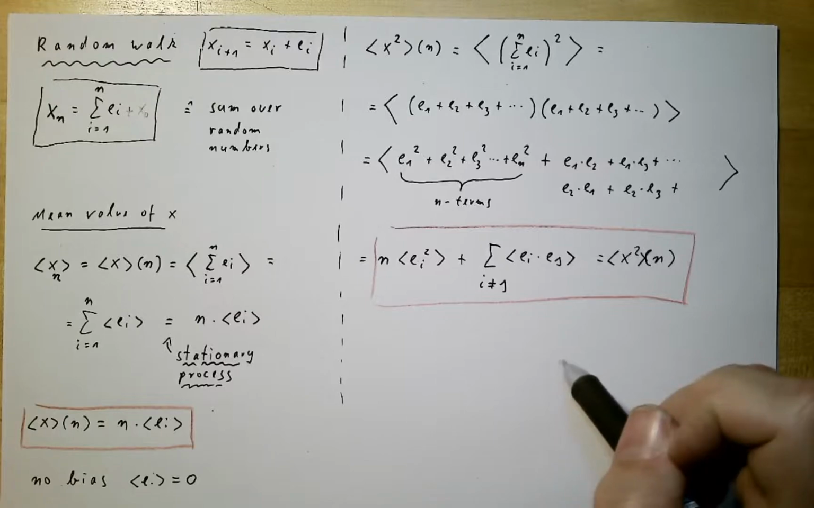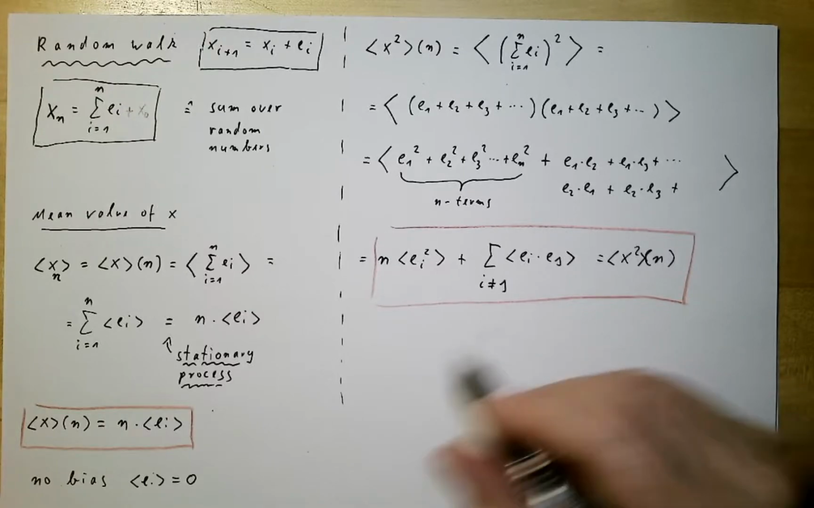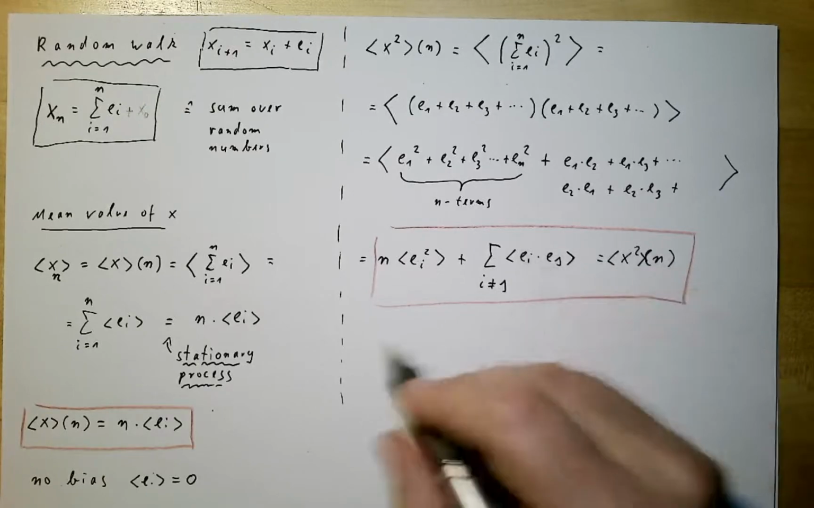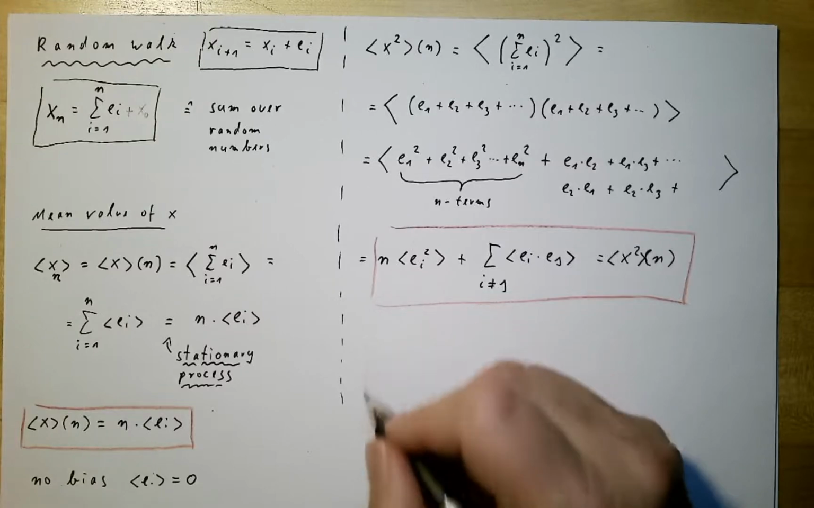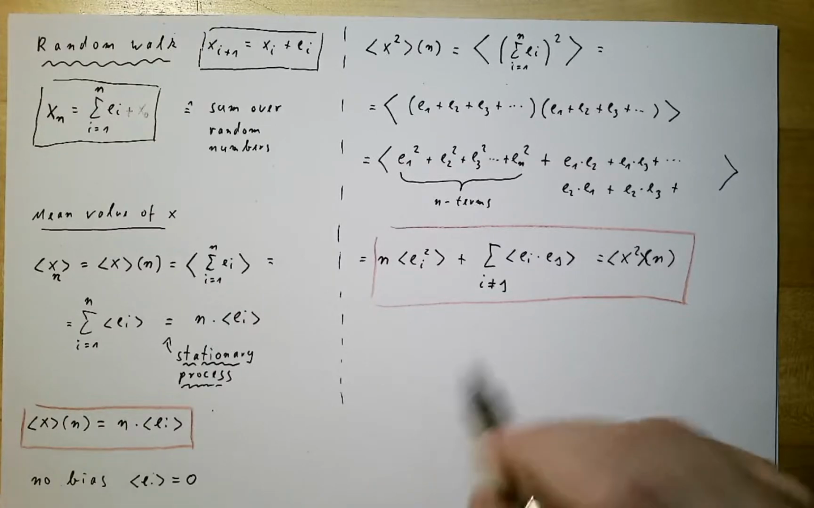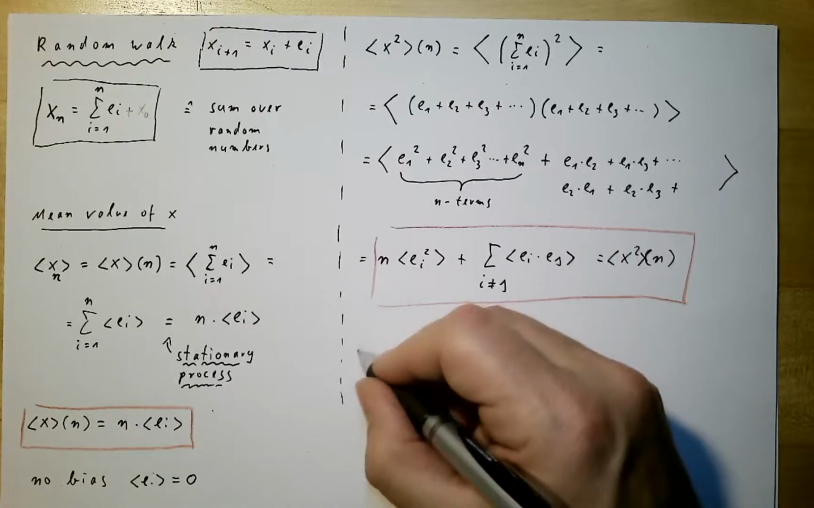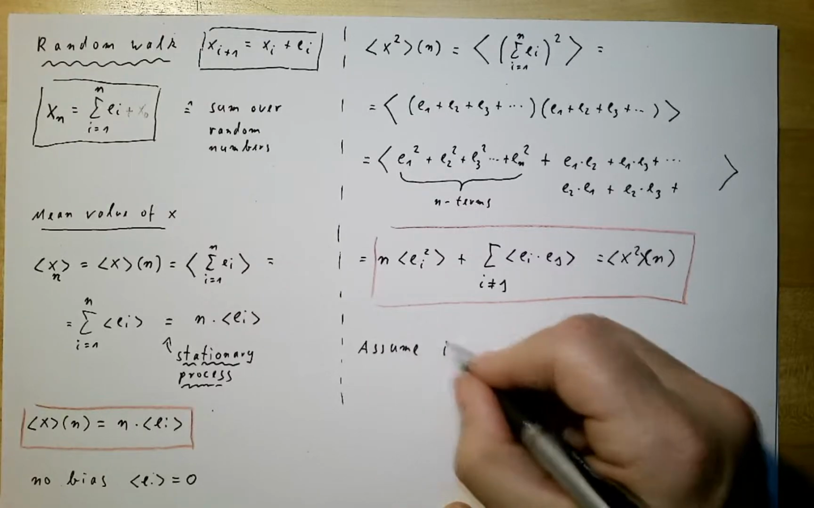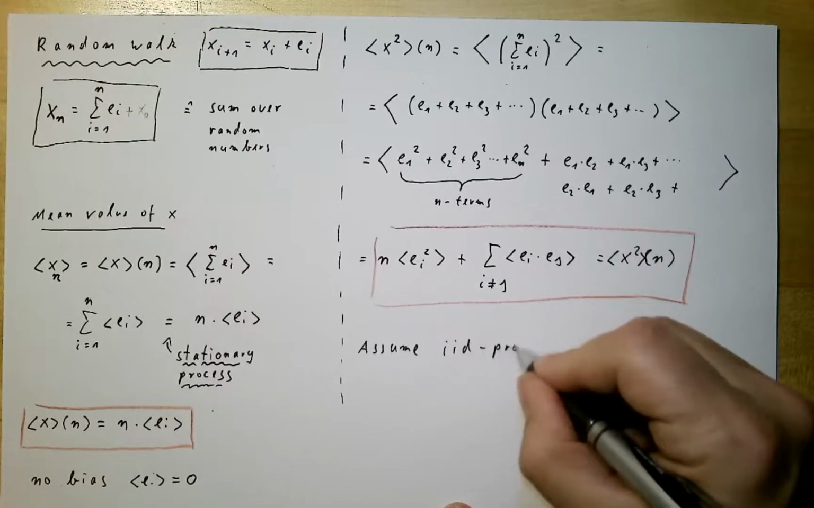If we have no memory, and we assume that all these moments are... let's see how would we say it. Yeah, basically if the increments are independent. So let's assume we have identically independently distributed random numbers, an IID process.